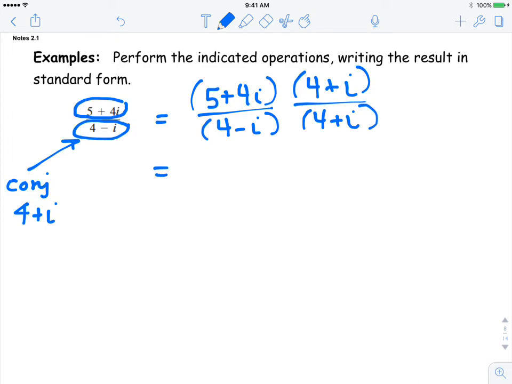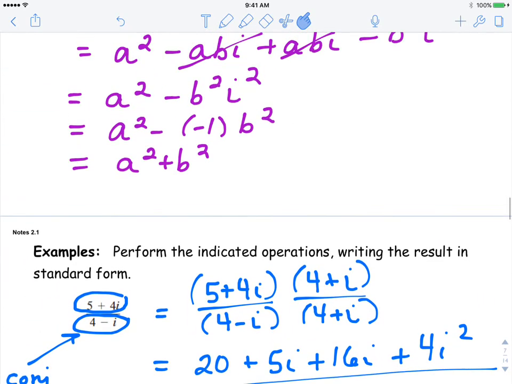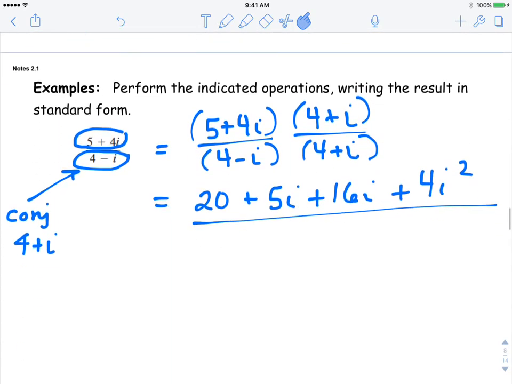And now we multiply across. So I'm going to multiply the numerator first, so I'm going to FOIL it. So 5 times 4 is 20, outside, 5i, inside, 16i, last, 4i squared. Denominator, FOIL it. I'm going to show you how that works again. So again, those middles will cancel.